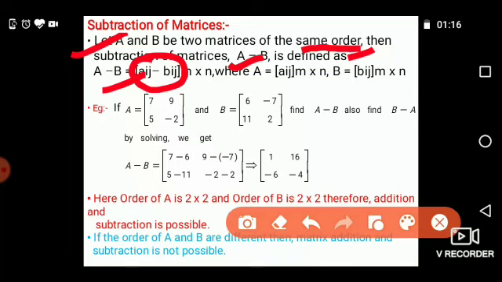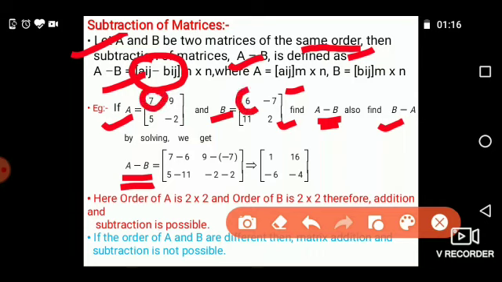For example, capital A is a matrix of second order, 7, 9 in the first row, 5, minus 2 in the next row. Another matrix B is also of the same order. First row elements are 6, minus 7, second row elements are 11, 2. Therefore, find A minus B. You can try B minus A at home. Now, A minus B can be written as 7 minus the corresponding element of the next matrix, 7 minus 6, that gives plus 1.